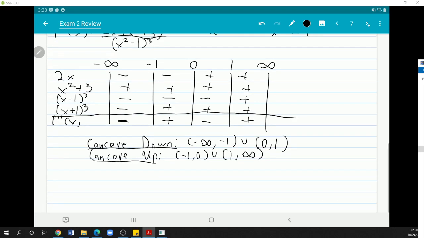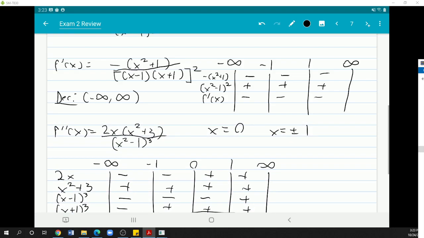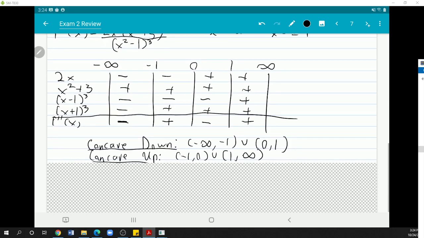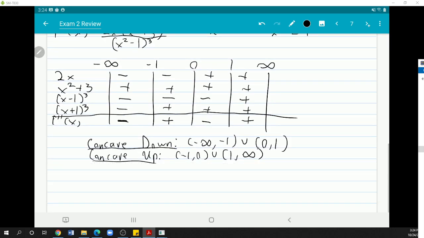And then finally, the inflection points. Note, I didn't find any local maxes or mins for the first derivative because everything was negative. If you're always decreasing, you can't have a local max or min. But you can still have inflection points. So there are inflection points three times: at minus 1, f of minus 1, 0, f of 0, and 1, f of 1.